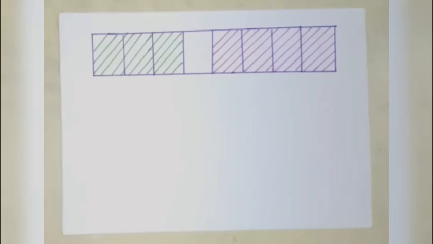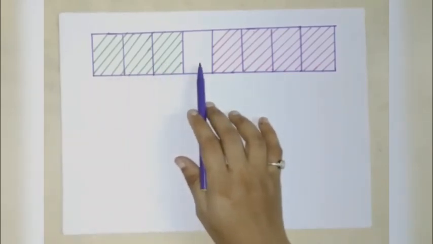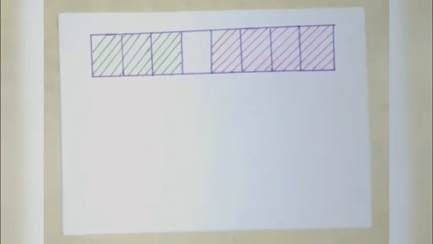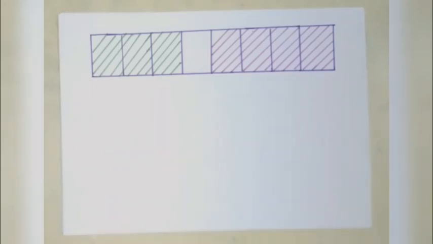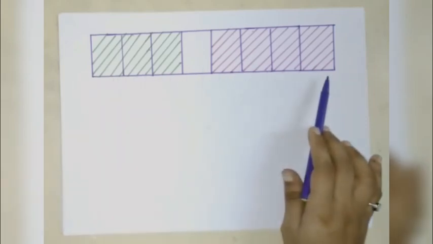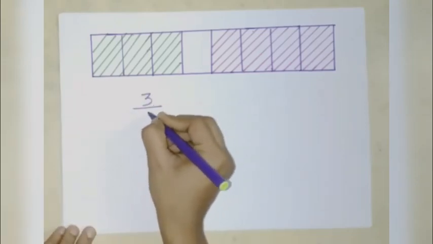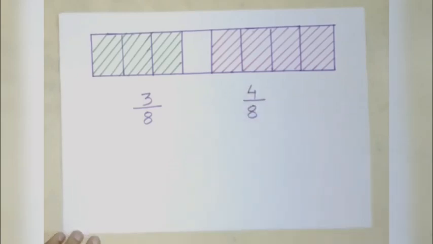Children, can you all see this strip? We will count the equal parts. 1, 2, 3, 4, 5, 6, 7, 8. A strip is divided into 8 equal parts. 3 of the parts have one color and 4 have another color. So children, 3 upon 8 and this is 4 upon 8.